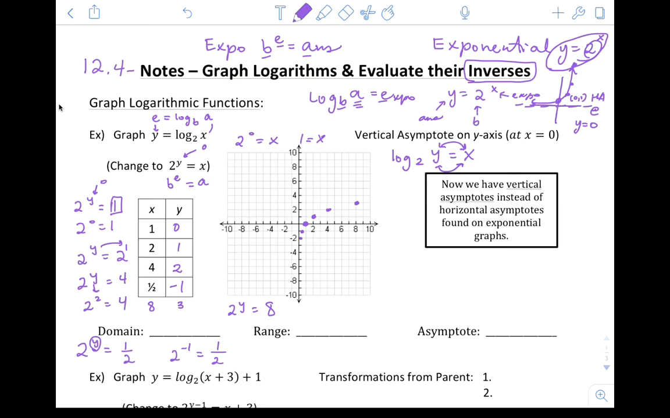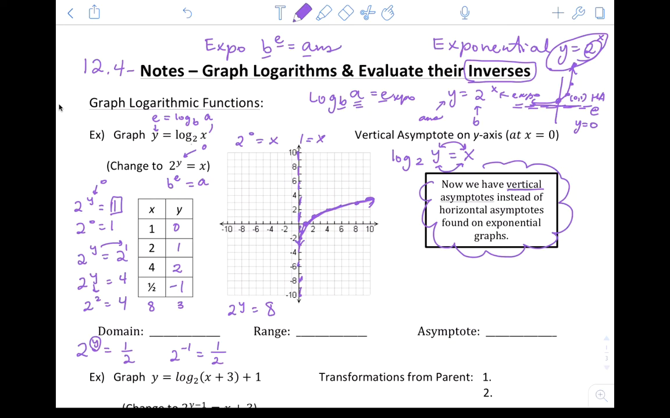This is what's interesting as well, and hopefully it makes logical sense. If your exponential had a horizontal asymptote, your logarithm instead has a vertical one. So we have a vertical asymptote. Again, we've switched x and y, so the asymptote had to switch as well. And then our graph from left to right grows like this.